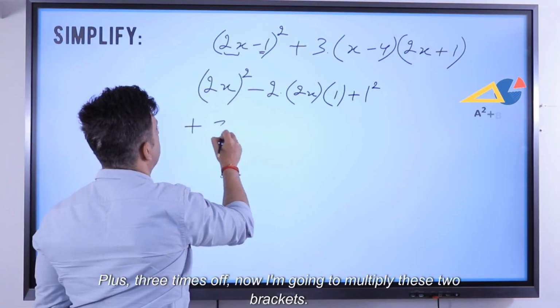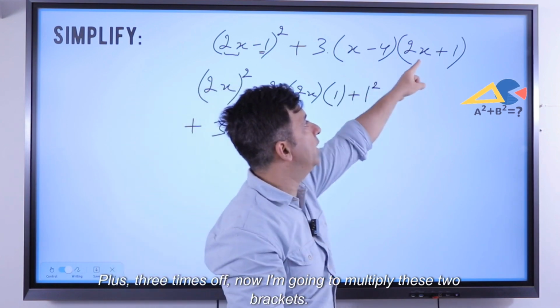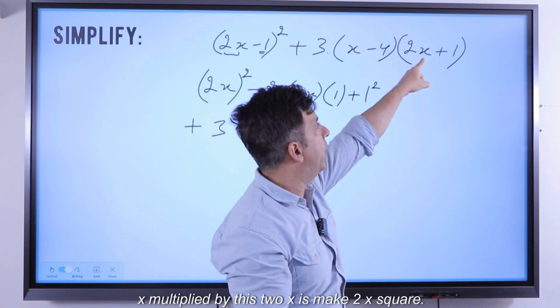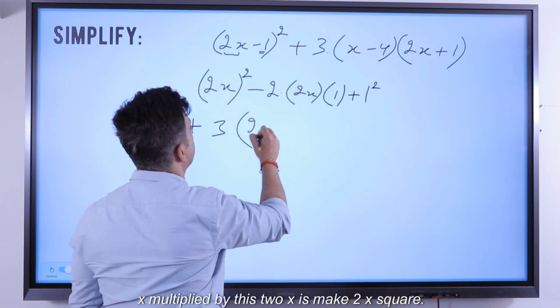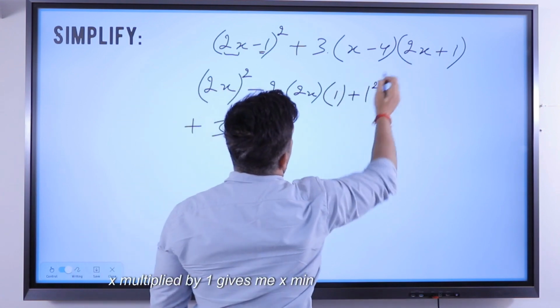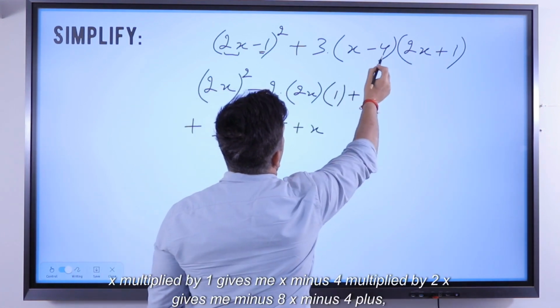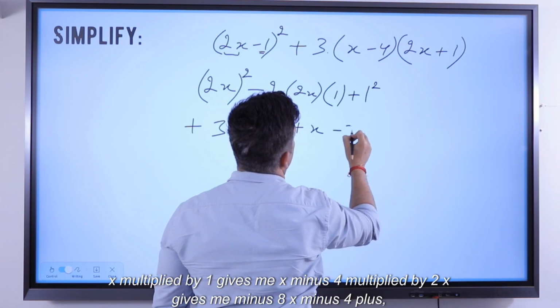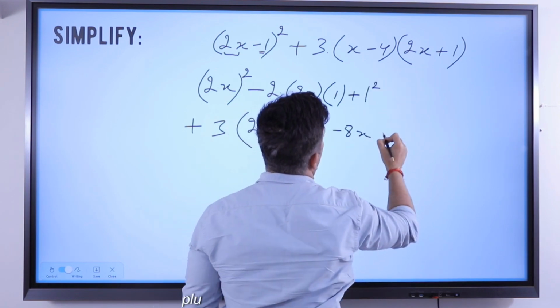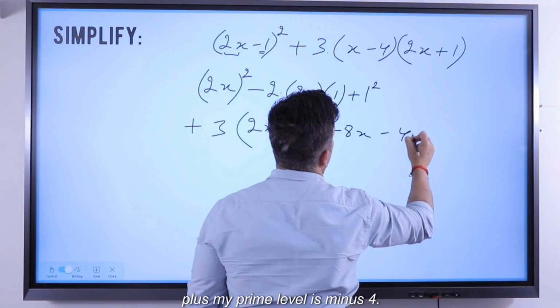Plus 3 times of, now I'm going to multiply these two brackets. x multiplied by this 2x gives me 2x square. x multiplied by 1 gives me x. Minus 4 multiplied by 2x gives me minus 8x. Minus 4 multiplied by 1 is minus 4.